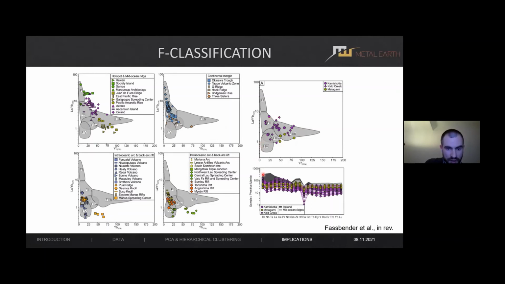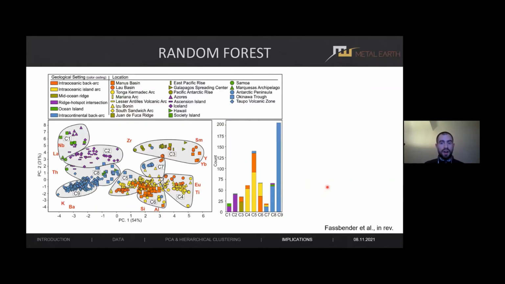And especially samples from Matagami here in green have the chemical signature that seems almost like samples from the northwestern Lau spreading center, so on the northwestern part of the Lau basin. We further want to verify those similarities. So we went back to our PCA results here and created a random forest classification scheme.